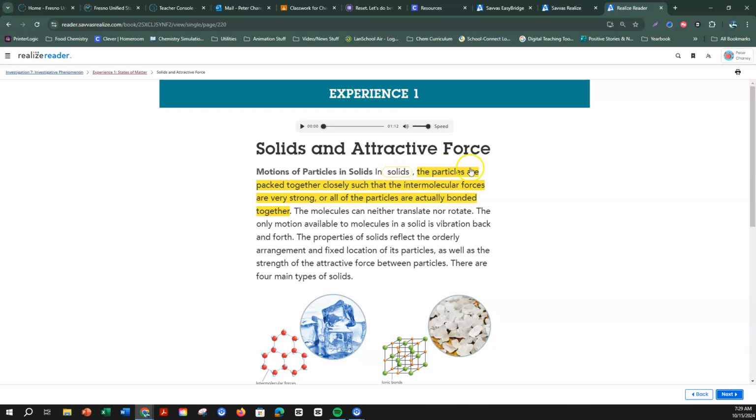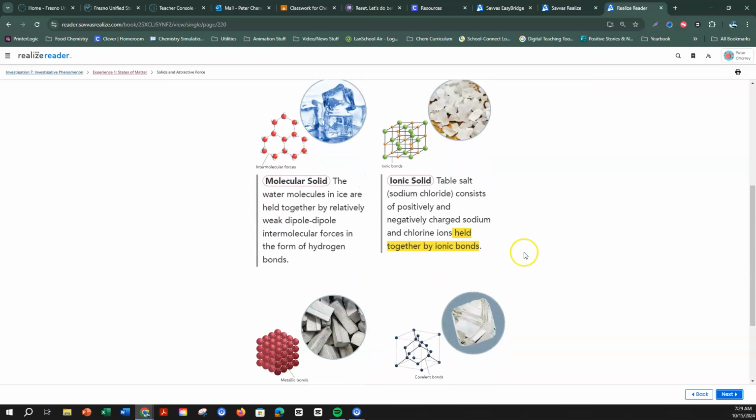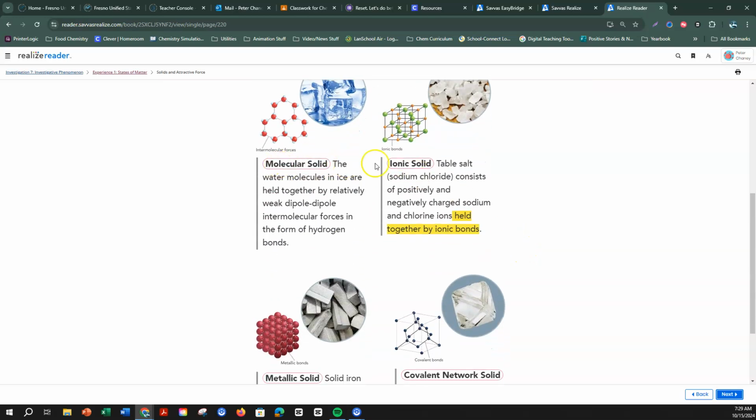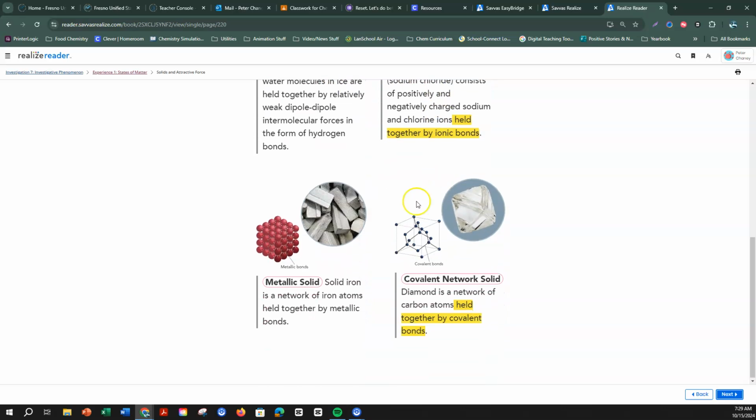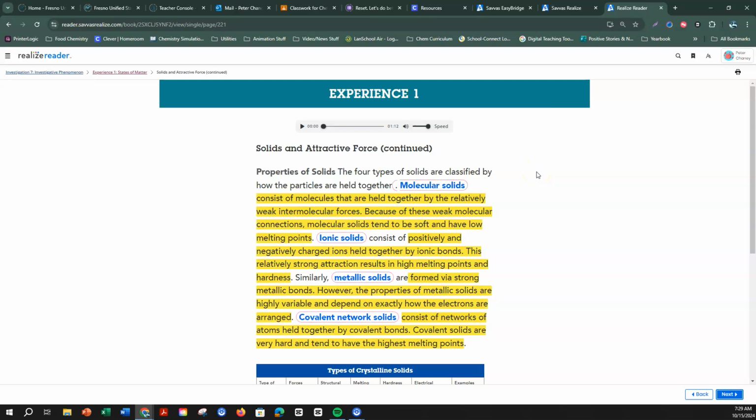Solids, we're going to highlight this. The particles are packed together closely such that the intermolecular forces are very strong, or all of the particles are actually bonded together. And so we're going to circle all these. These are the 4 types of solids: molecular solid, ionic solid, metallic solid, covalent solid. We want to highlight these features for these 2 right here. And those 4 that we just circled, we're going to circle again, and these are the actual definitions that you want to go through.